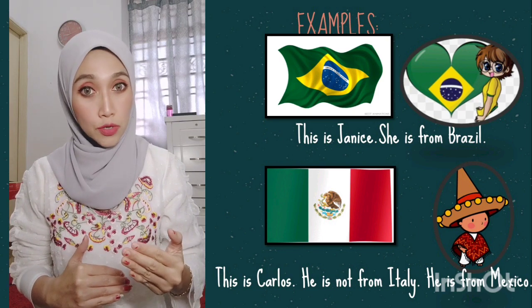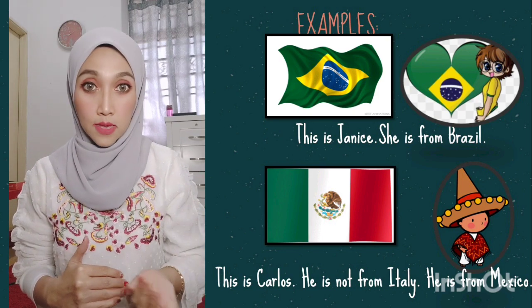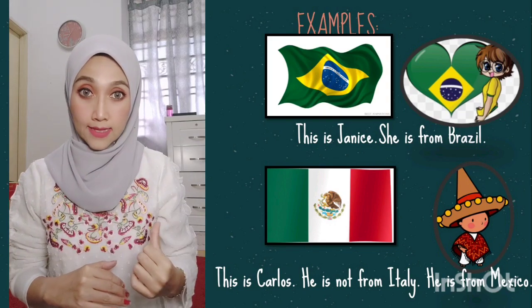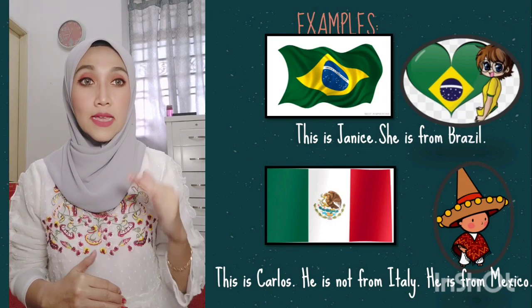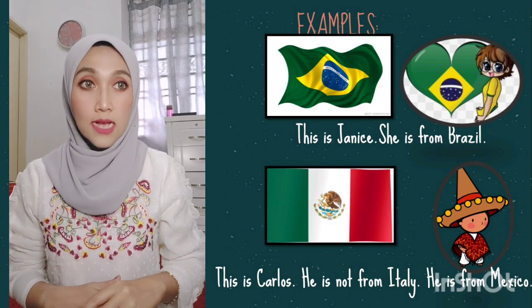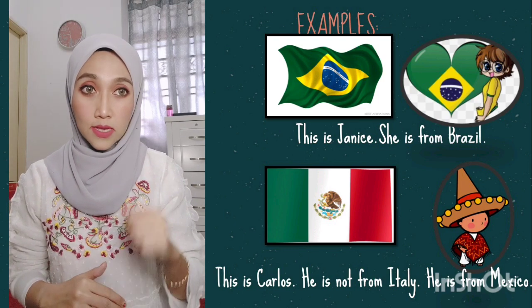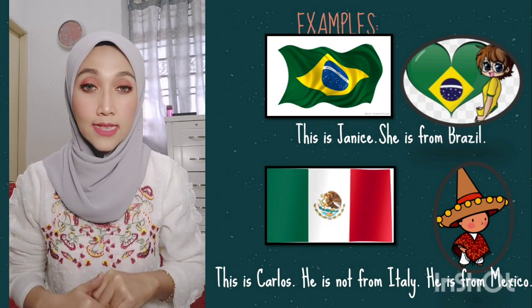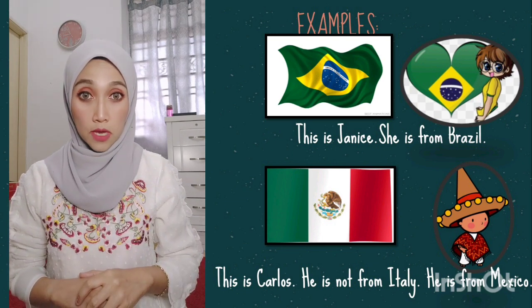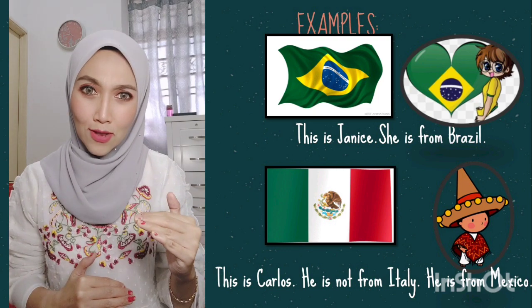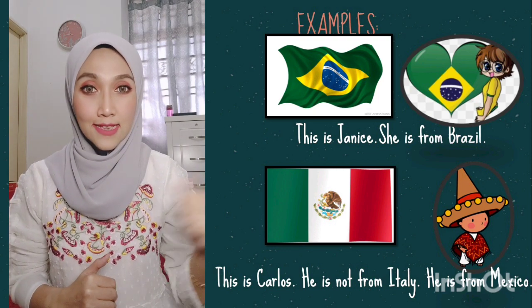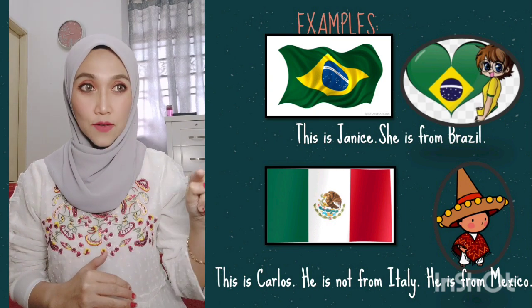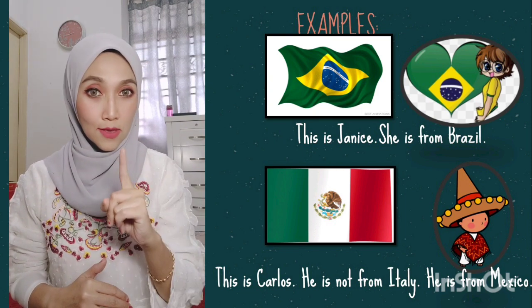To make it clearer to you, we provide some example sentences of how to use the affirmative and negative verbs to be. Okay, this is Janice. She is from Brazil. Can you see that the subject here is Janice, and Janice is a singular subject pronoun? So when it's singular, we will use is. This is Janice. She is from Brazil, because it's a singular subject.